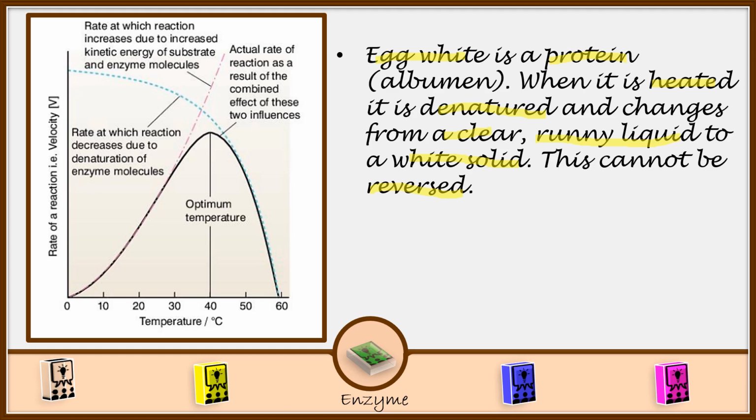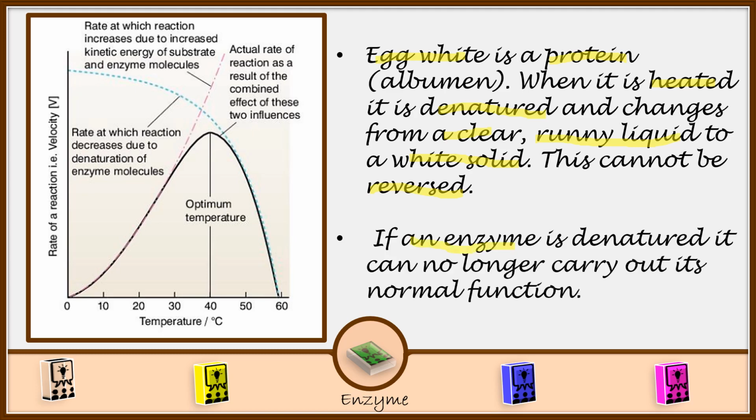That one is made up of protein, and that protein is a runny liquid. When you put it in very hot water, that runny protein liquid is going to be denatured, and it will turn into a white solid. Now, it cannot be reversed. It cannot be taken back from a solid to a runny liquid. Why? Because the proteins have been denatured.